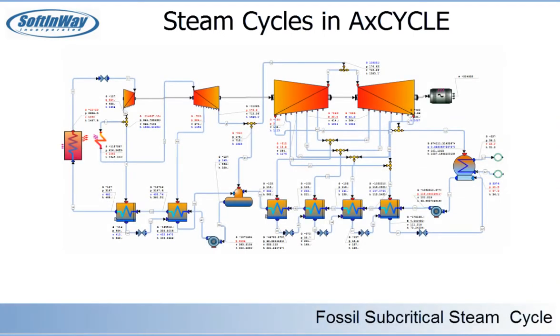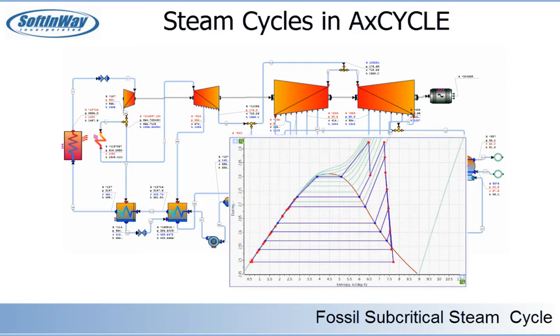Fossil subcritical power plants. Historically, all steam power plants started as subcritical. Subcritical conditions are now used with legacy large power plants and continue to be used for mid and small-scale power plants.